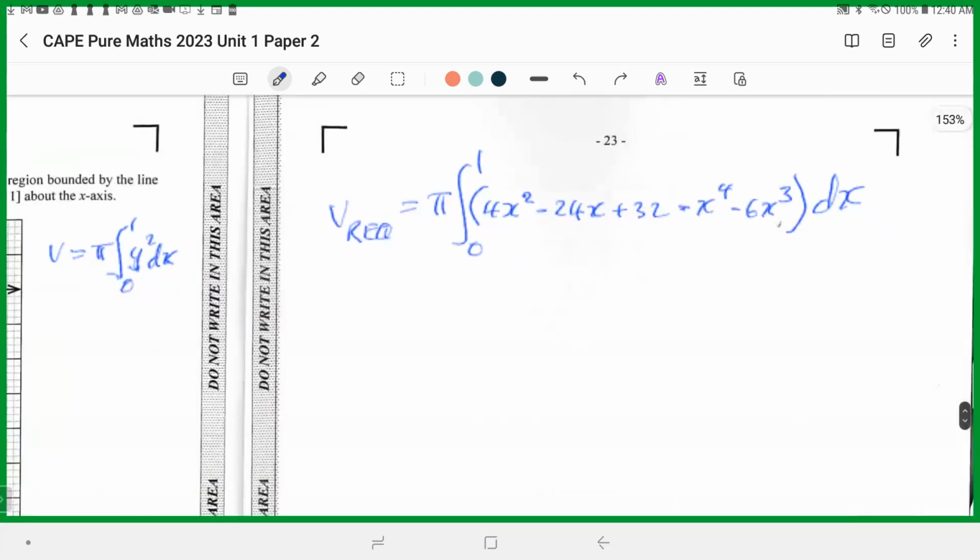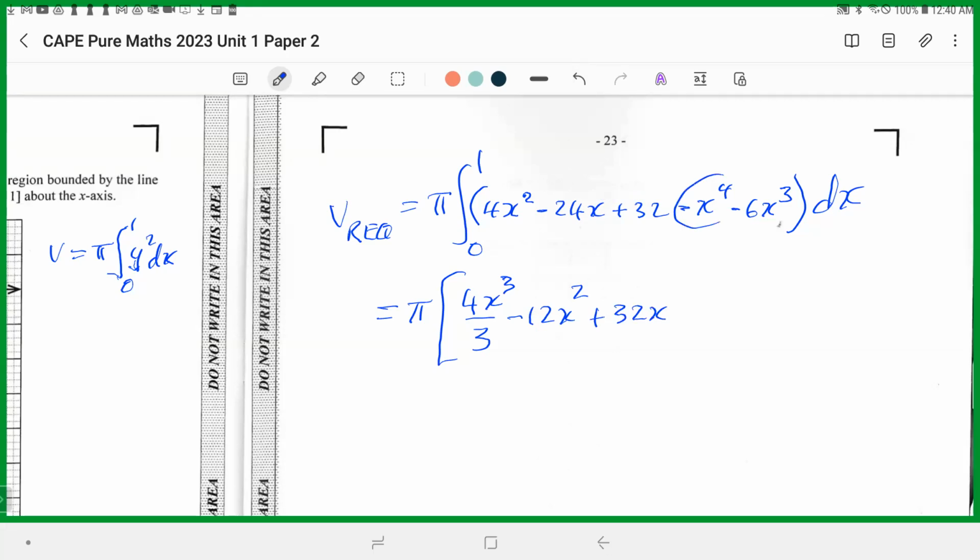Good. It's ready. So this becomes equal to pi into, integrate this to get 4x cubed over 3. Integrate this. Add 1 to the power, get 2 over 2. So I get minus 12x squared. It's going to give me 32x. This is now going to add 1 to the power and divide by the new power. I get minus x to the 5th power over 5. And for this one, I'm going to add 1 to the power, get x to the 4th. So I get minus 6x to the 4th power over 4.